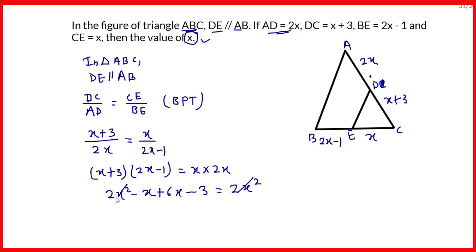So 2x square and 2x square will get cancelled, so 6x minus x, that will be 5x minus 3, which is equal to 0, and therefore x is equal to 3 upon 5. So here, friends, we have got the value of x as 3 upon 5. Highlight your answer because it is easier for the examiner to check your answer sheet. Now move to the next question.